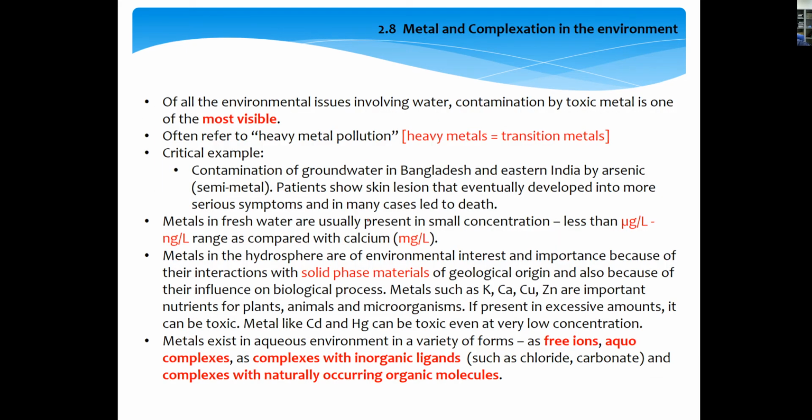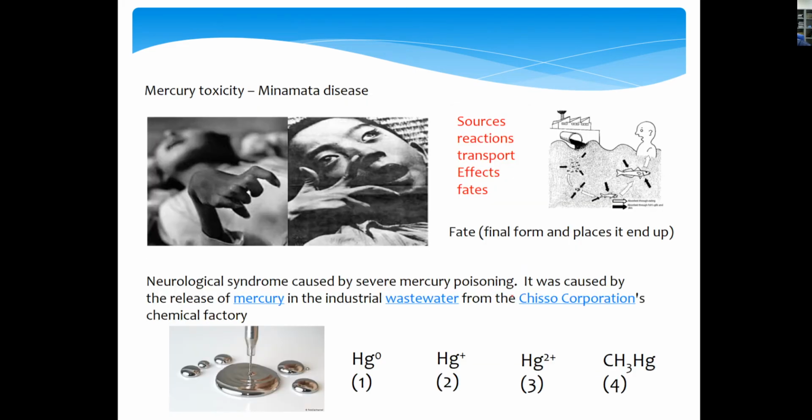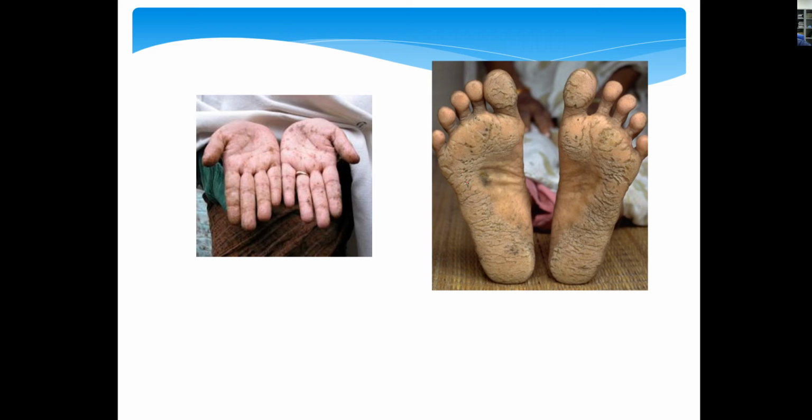So another example instead of seafood is the groundwater contamination in Bangladesh and Eastern India, where the water is actually contaminated by arsenic. So they have no choice. The villagers have to rely on the groundwater, because they do not receive any tap water or treated water. So in this case, they have to drink the water, which is containing arsenic. So this arsenic has caused skin lesions and even death. So just take a look at this. This is how the skin lesion looks like.